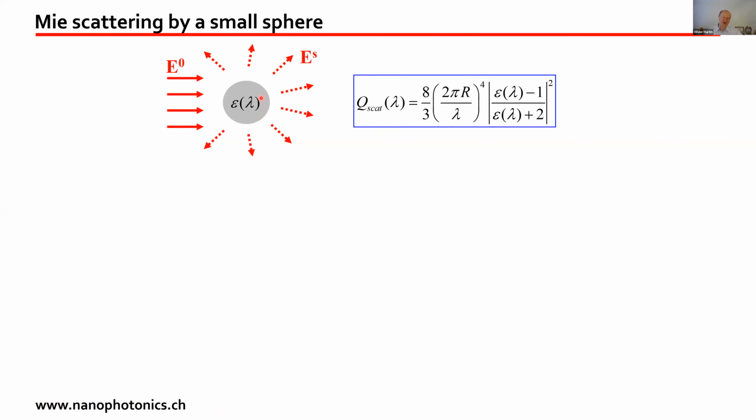Say we have a small particle of silver, for example, and this is illuminated with some incident light, and we want to compute the light scattered by this particle. What's very important to understand is that this particle is described by its permittivity, and it's a bit like the refractive index, and this permittivity strongly depends on the wavelength. I mean, that's true for any material.